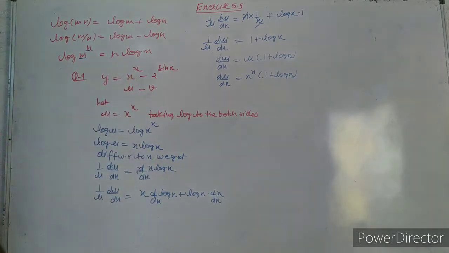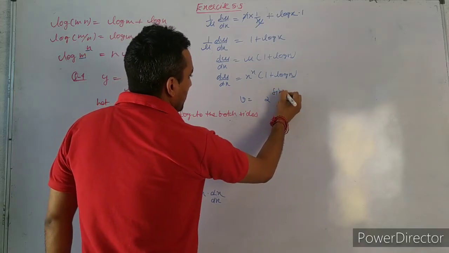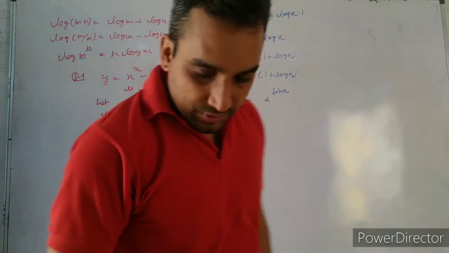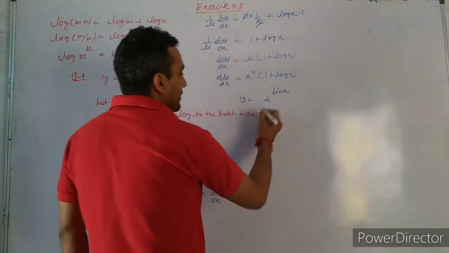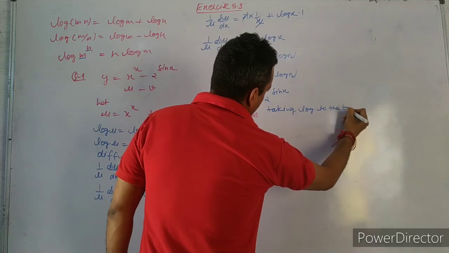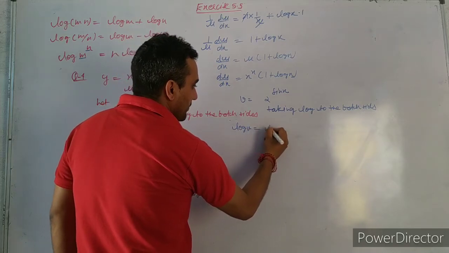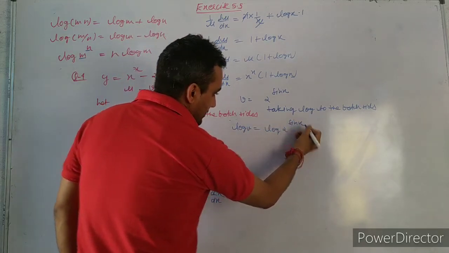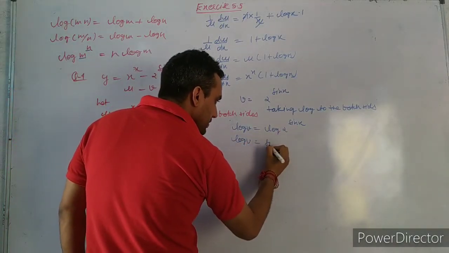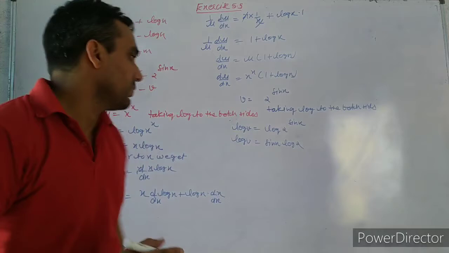Now the second part is v equals 2 sine to the power x. V equals 2 sine to the power x. So to find its differential, by taking log on both sides, log v equals log 2 to the power sine x. So log v equals sine x into log 2.